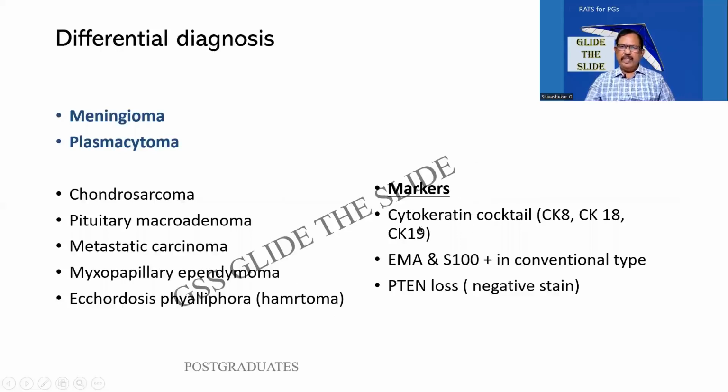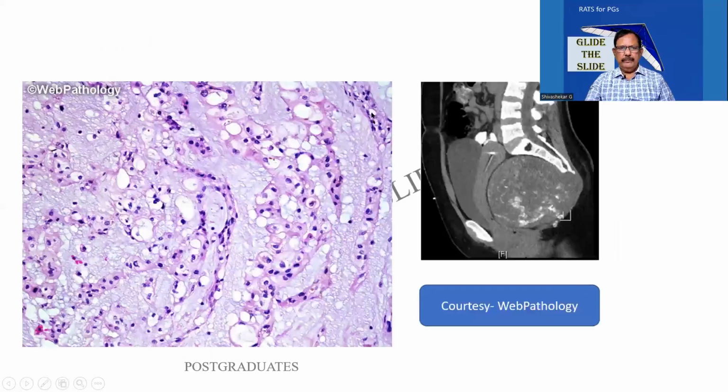The markers for this are cytokeratin cocktail, CK8, 18, and 19. Epithelial membrane antigen and then S-100 protein are positive in the conventional type. PTEN loss can be seen in this as a negative mark for diagnosis. Thanks to web pathology mentioned over here, I find that there is a matrix that is showing a degeneration, myxoid or a chondroid one, and then there are the bubbly cells over here. And this is the sacral region showing a large tumor.